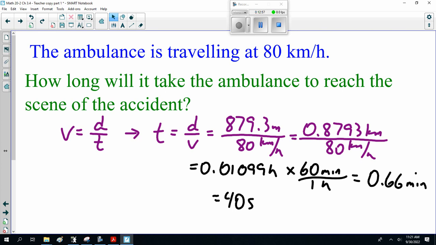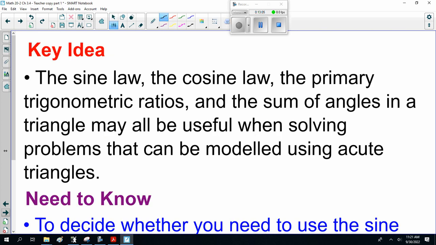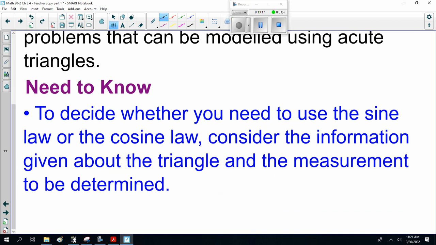Now this is more of a bonus question, but rearranging math equations, always a good idea. And you should know velocity is displacement over time. Now finally, key ideas. The sine law, the cosine law, the primary trigonometric ratios, and the sum of the angles in a triangle may all be useful when solving problems that can be modeled using acute triangles. What you need to know is to decide whether you need to use the sine law or the cosine law. Consider the information given about the triangles and the measurement to be determined. So can you get away with sine, cosine, tangent, Pythagoras, or do you have to use sine law and cosine law? All right, good question.